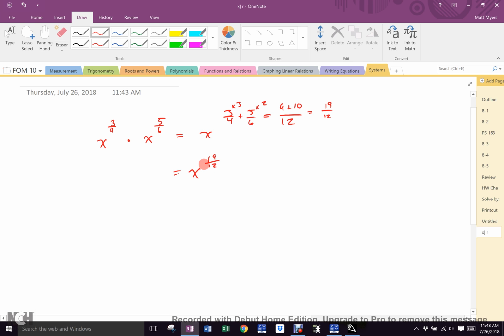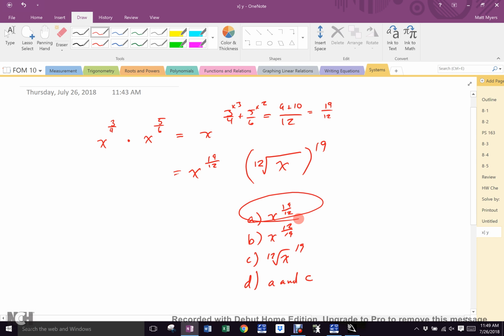Now you could leave it like that, or you could remember that the denominator becomes the index, the base becomes the radicand, and the numerator becomes the power. And then both of those are equally right. It just depends on the multiple choice question, right? Now, what I sometimes like to do to mess with your heads: A is x to the 19 over 12. B is x to the 12 over 19. C is 12 root x to the 19. And D is A and C. And kids always circle that one because they don't like to read all the choices. But that's kind of a move, and I don't like to do moves if I can avoid it. Okay?